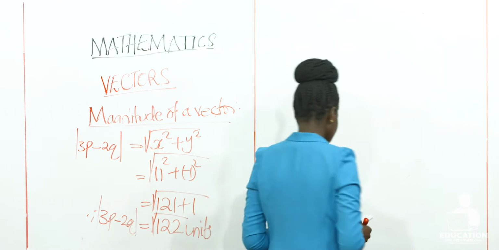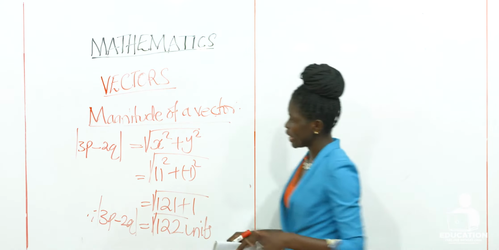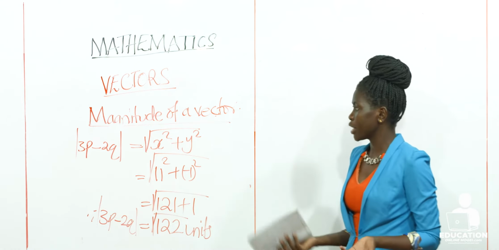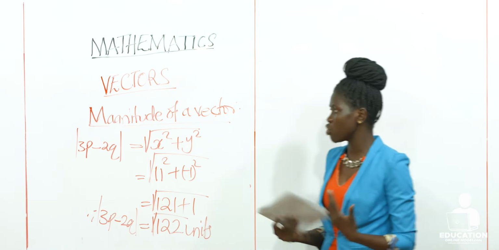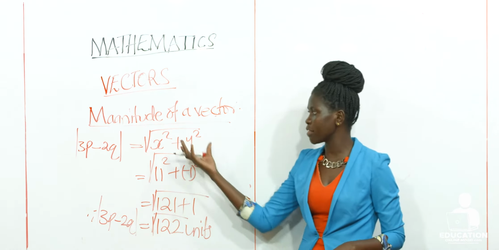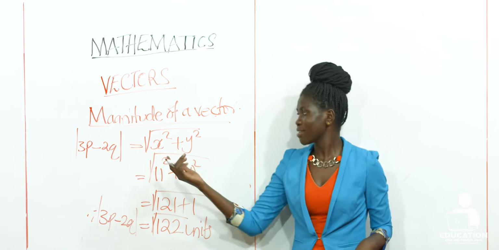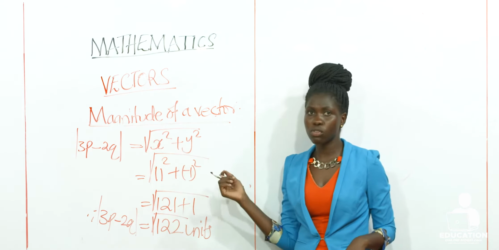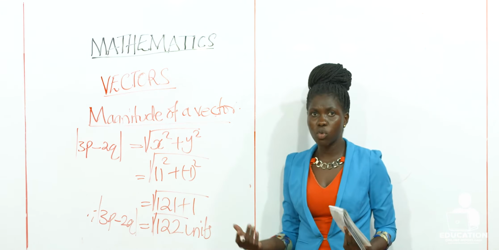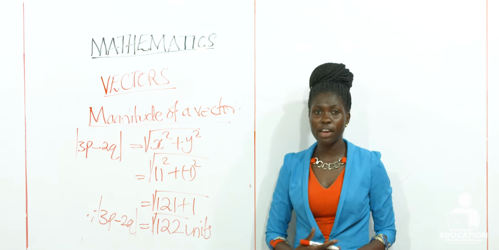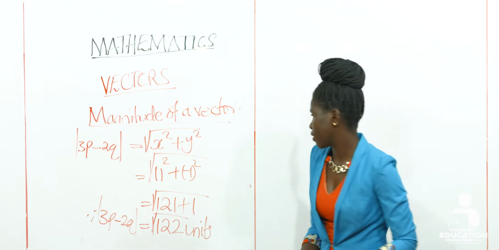So that is it with finding the length, the magnitude, or the modulus of a given vector. When given a question, first of all, you need to understand the question. And whenever we are asked to find the length, we need to know the formula being used. It's simply finding the root of x squared plus y squared. So when given a vector, you need to work out which one is the x value and which one is the y value before you find the length.